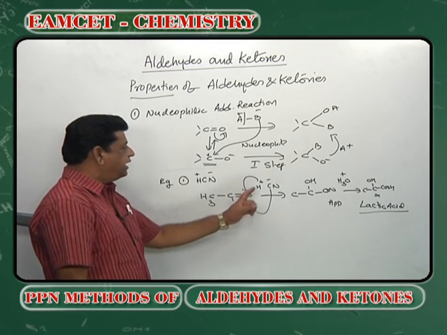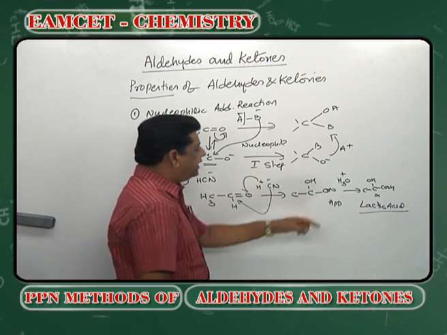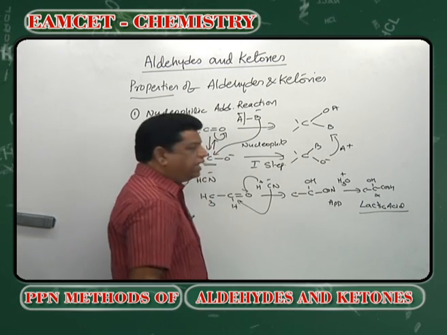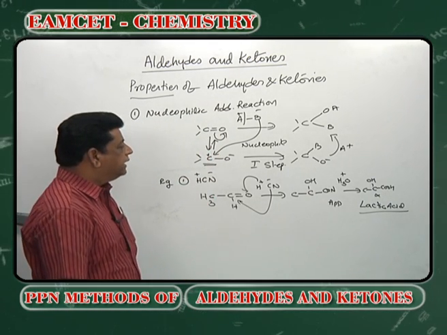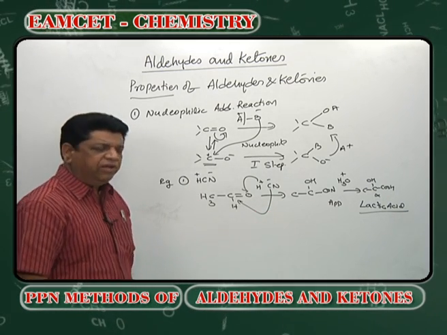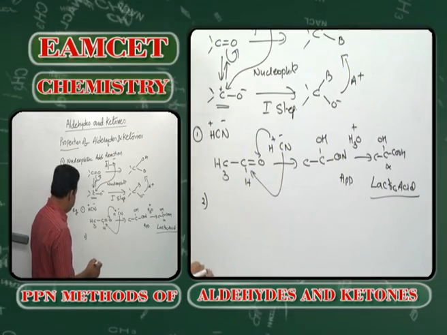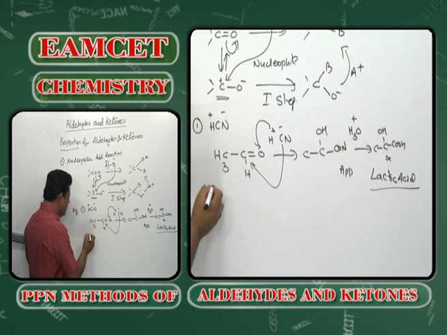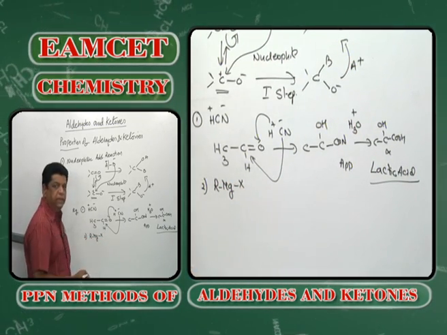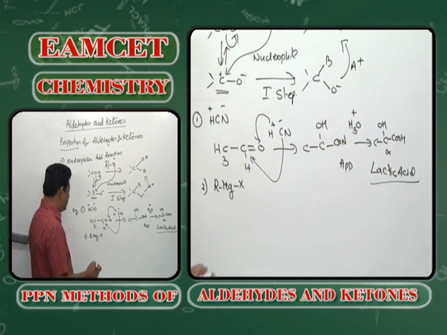So first we added HCN following the nucleophilic addition mechanism. After that, the cyanide containing compound on acid catalyzed hydrolysis gives lactic acid. Similarly, different compounds give different carboxylic acids. Then the second method, let us see: addition of RMgX. We have also seen this in the preparation of carboxylic acids.